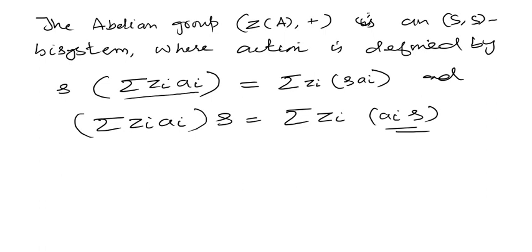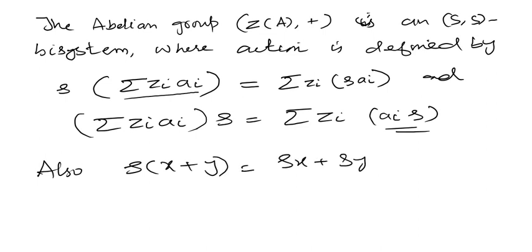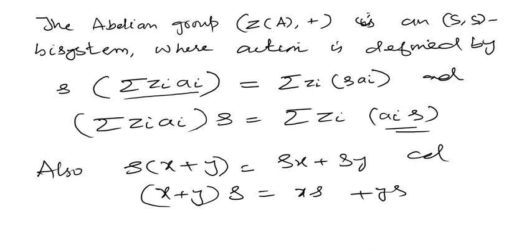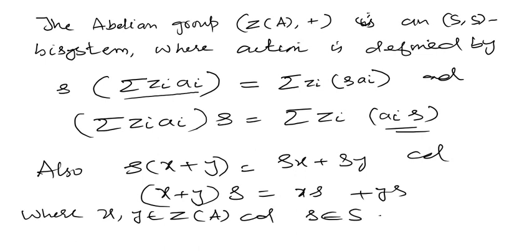You can easily verify this one: s times (x plus y) is equal to sx plus sy, and (x plus y) times s is equal to xs plus ys, for all x and y in ZA and s in S, where these x, y belong to ZA and s belongs to S. You can easily prove this, if you want the justification for this.